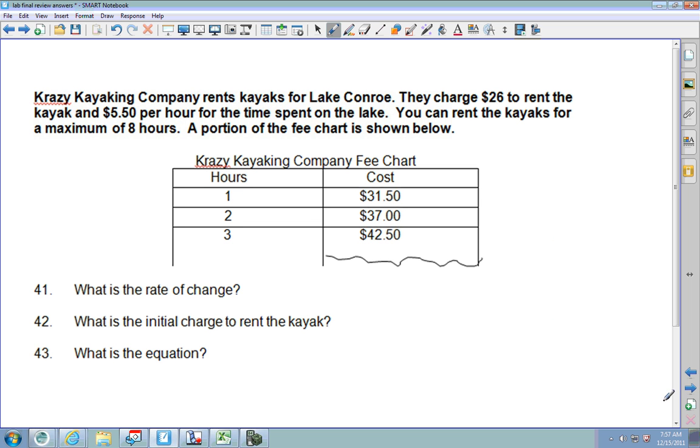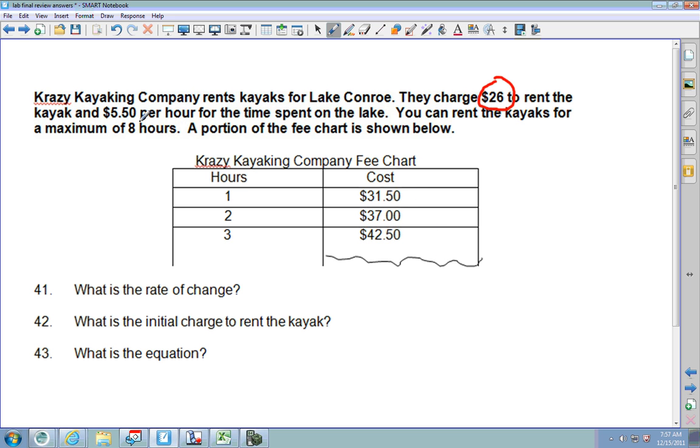All right, we got Crazy Kayaking Company. Rents kayaks on Lake Conroe. They charge $26 to rent the kayak and $5.50 per hour to spend time on the lake. You can rent the kayak for a maximum of 8 hours. The portion of the fee chart is shown below. What is the rate of change? Now you can go up here in the table and do delta y over delta x.